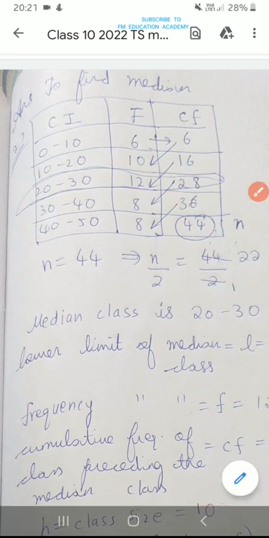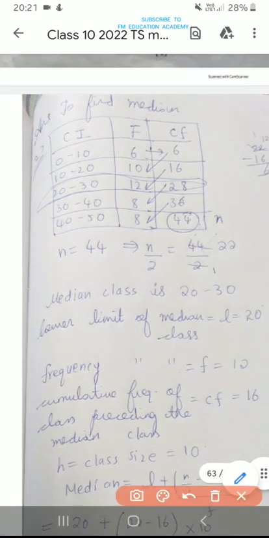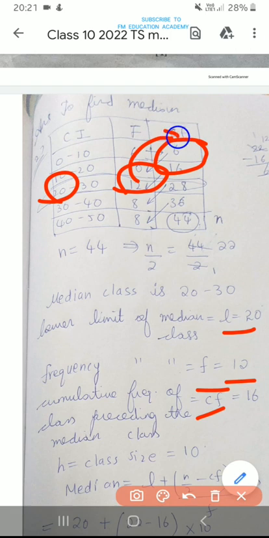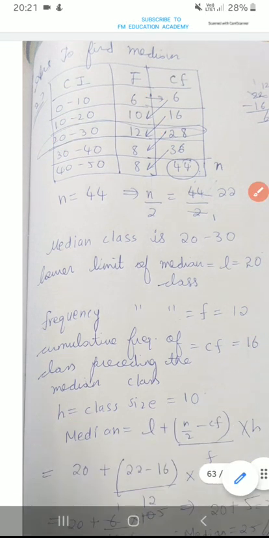Okay. So here if you observe, what is L, called the lower limit of the median class? That is 20. What is f, called the frequency of the median class? That is 12. What is CF, called the cumulative frequency of the class preceding the median class? That is 16. h is the class size, that is 10. Substitute all these values in the formula of median.